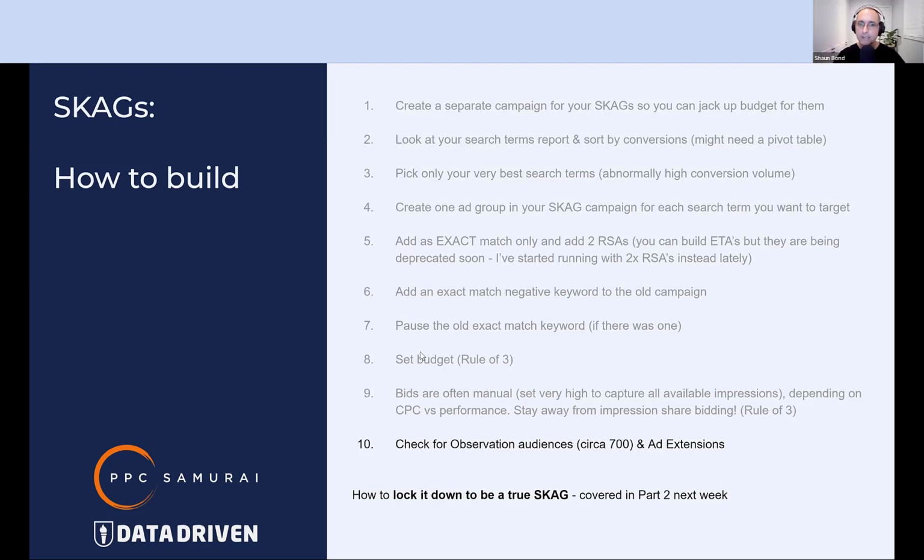Now, the next step is to be able to lock down the search terms so they truly match the keywords that are in that ad group. And there is a strategy to do that effectively circumvents Google's intent matching capabilities. And we'll go through that in part 2.